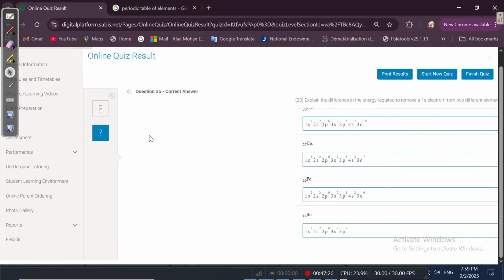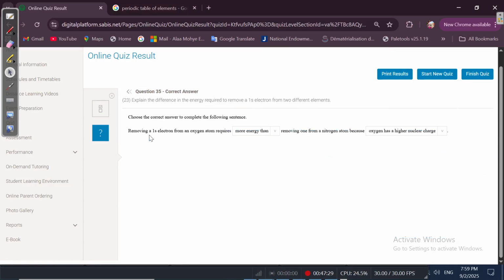Last question. Let's wrap it up. Removing a 1s electron from an oxygen atom requires more energy than removing one from a nitrogen atom because oxygen has a higher nuclear charge. What does it mean? I guess this one just needs to be memorized. Oxygen, what's the nuclear charge? 2 minus. Nitrogen is going to be 3 minus, which is higher than oxygen. It's the nuclear charge, so it requires more energy. That's all I can say really.